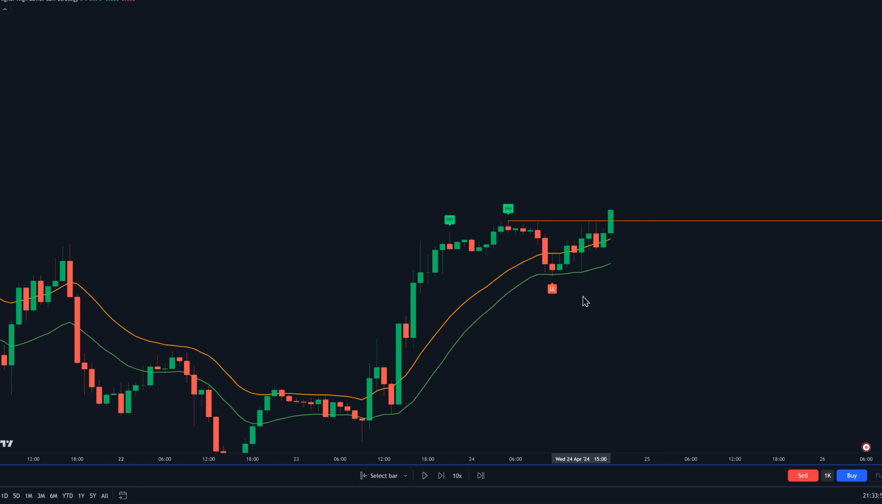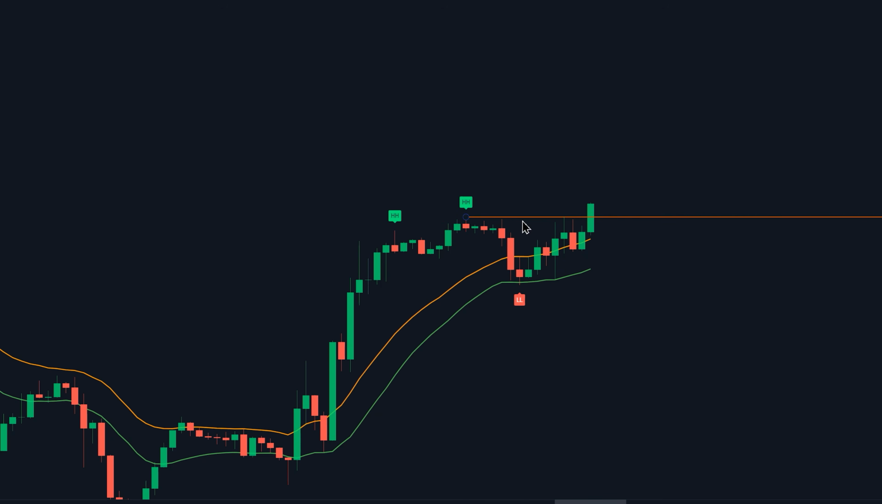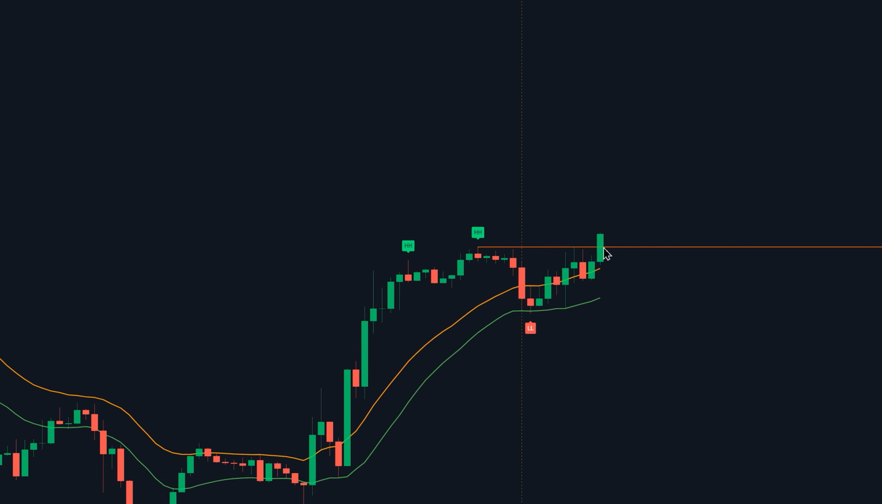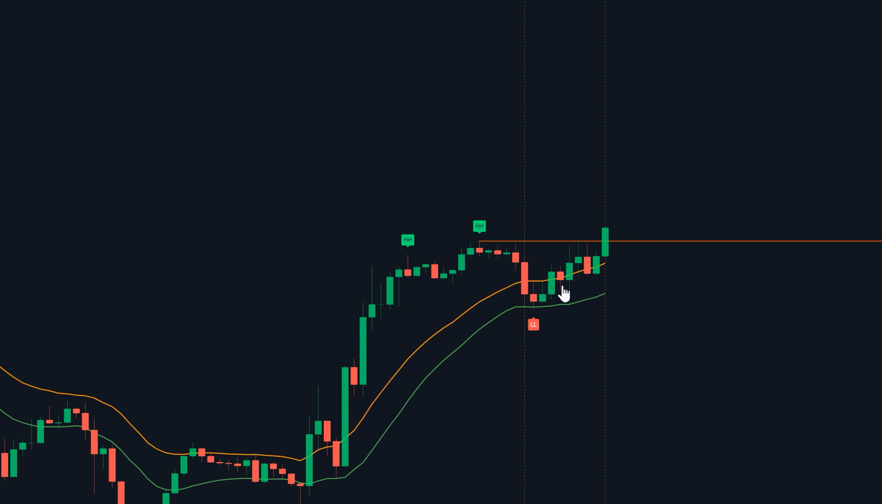Lastly, the price needs to break and close above the most recent higher high level without breaking and closing under the lower EMA. We can see that this is the most recent higher high level, and then this was our pullback. So we basically need that from this pullback area to the break and close, none of these candles should close under this EMA. Simple.